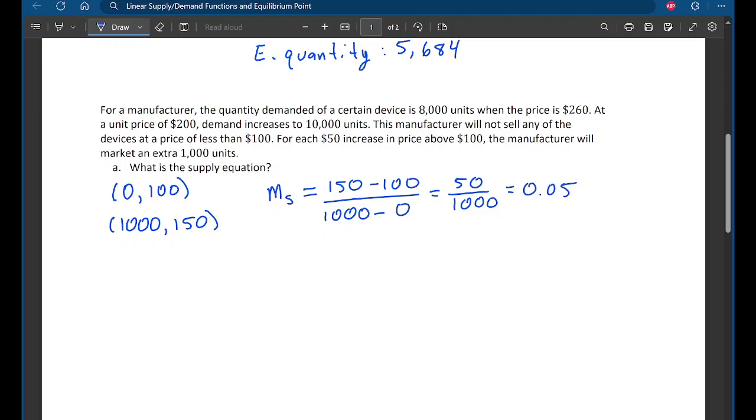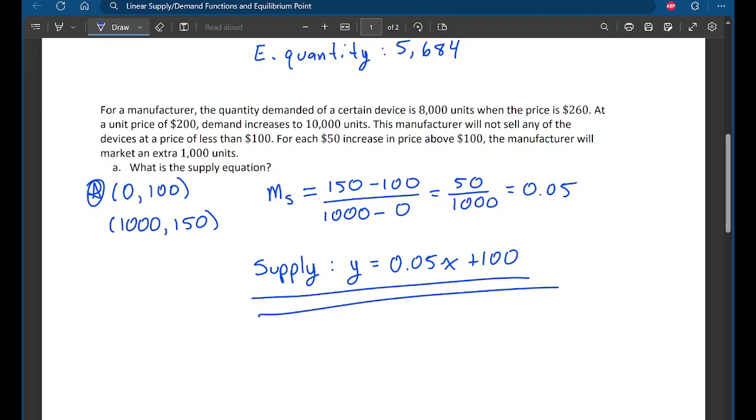So there's m. And now I can write my equation, which is very easy to do because right here, that is my y-intercept. So I can just plug it straight in without having to do any computations. So my supply equation is going to be y equals 0.05x plus 100. You can switch out y and x to anything you want. I just like to use y equals mx plus b because it's easier for me. But if you like to use different variables, use whatever you like. So there's my supply equation.